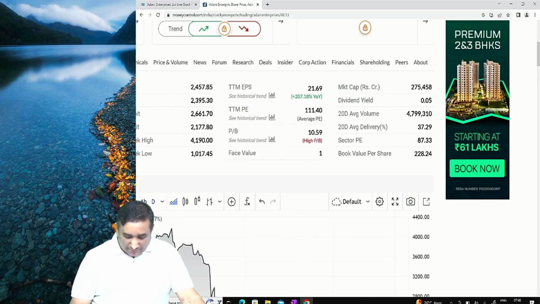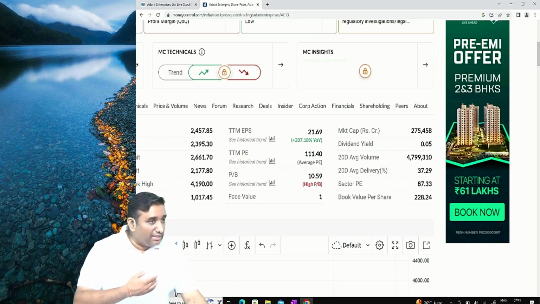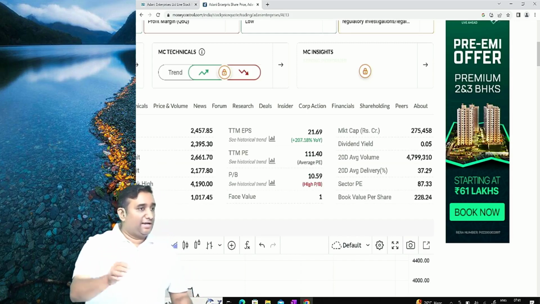P ratio. For example, look at this. If you look at the growth of the EPS, it has grown, it shows 207%. Maybe that P ratio was higher. Reason being, the P ratio is higher because the EPS might grow very fast. It is not necessary that a high P ratio would always be expensive.